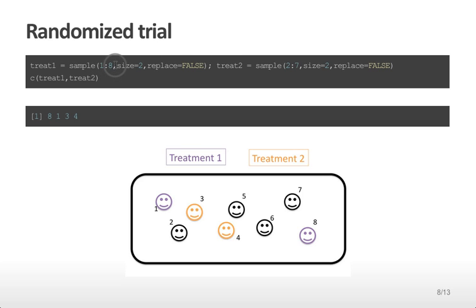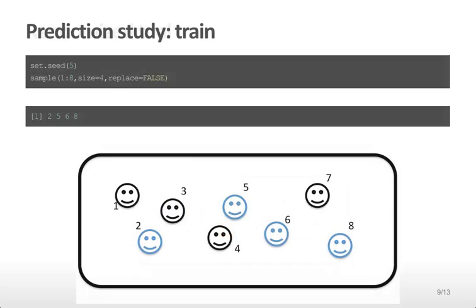First, we sample 2 individuals without replacement from the population, and then among the remaining individuals, we take another sample of size 2. The first 2 individuals are assigned to treatment 1, and the second 2 individuals are assigned to treatment 2. So individuals 1 and 8 get treatment 1, and individuals 3 and 4 get treatment 2. We would then follow them up to see if there's any difference in their outcome and perform an analysis to see if that treatment caused that difference.